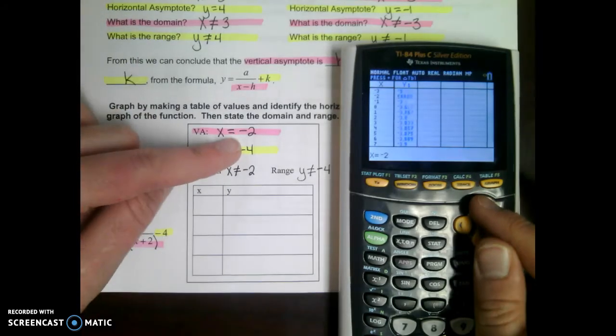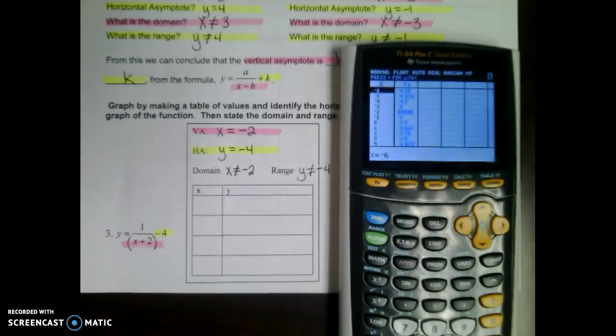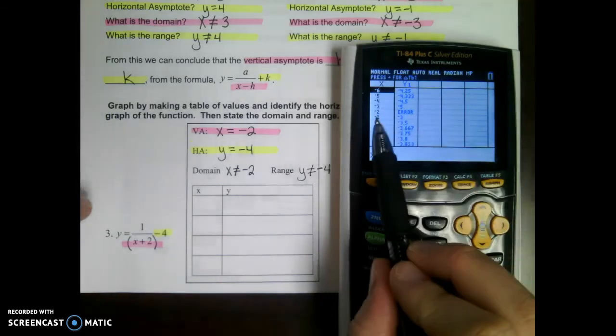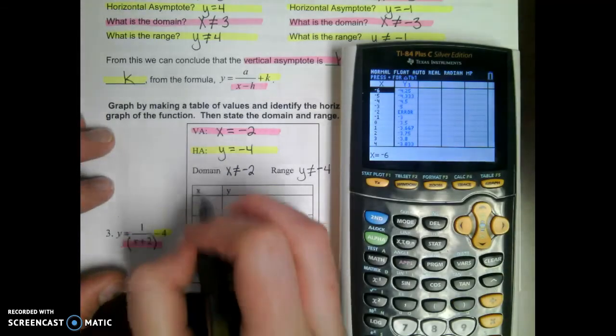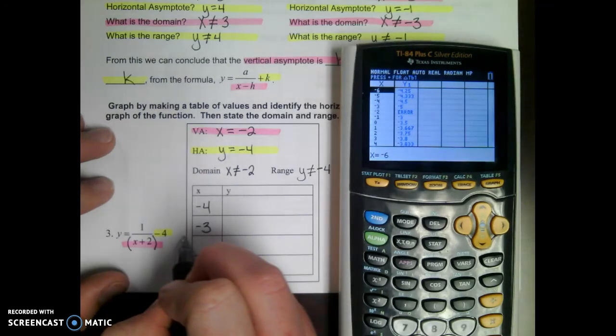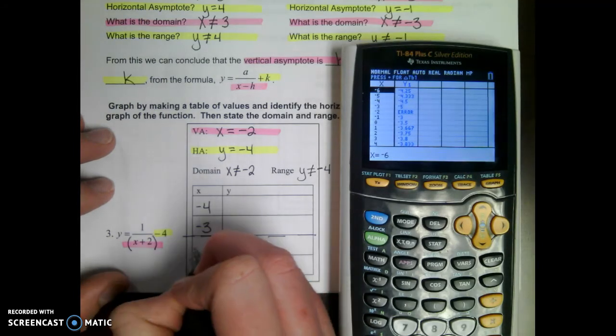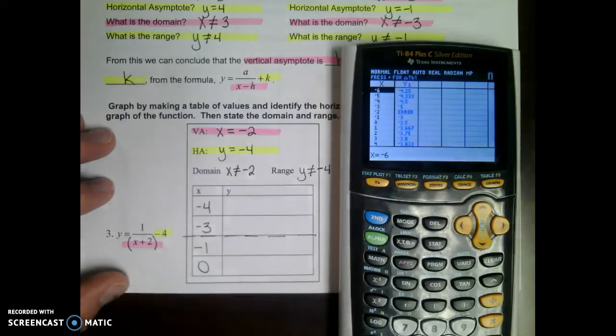Second graph to go into the table. You'll notice the vertical asymptote says error. So remember that you can't use that x value. That's why the calculator is telling you error. You want to pick 2 points on either side of where it says error. So our asymptote was at -2. I'm going to pick -4 and -3. -2 would be that asymptote right there in the middle. And then -1 and 0.